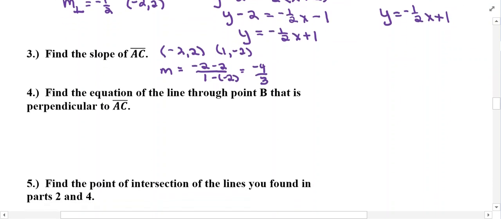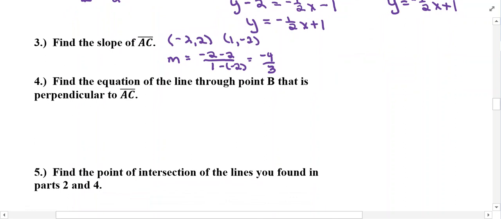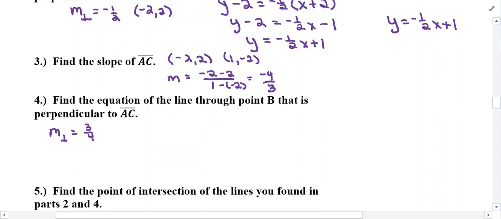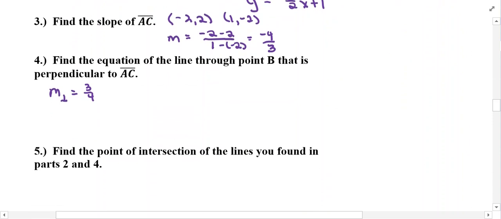I want to find the equation of the line through point B that is perpendicular to AC. So the perpendicular slope would be +3/4. We're going through point B, which is opposite AC. This is the vertex opposite AC. And the coordinate for point B is (4, 4). Using point slope, we have y minus 4 equals 3/4 (x minus 4).